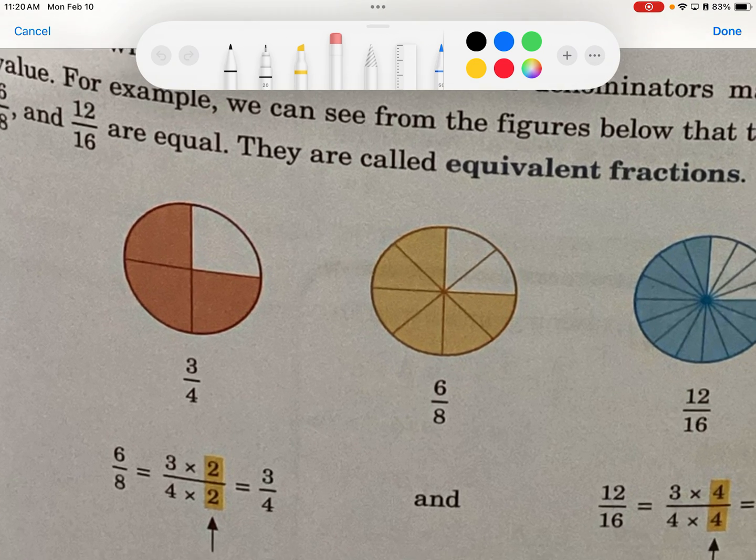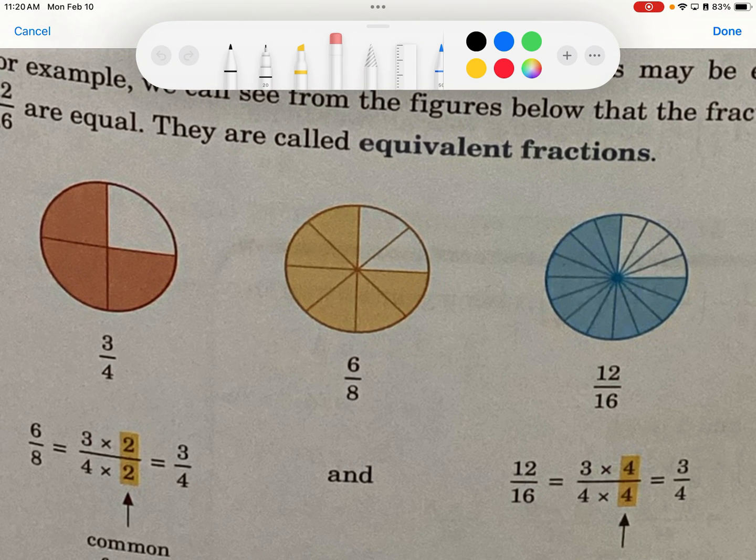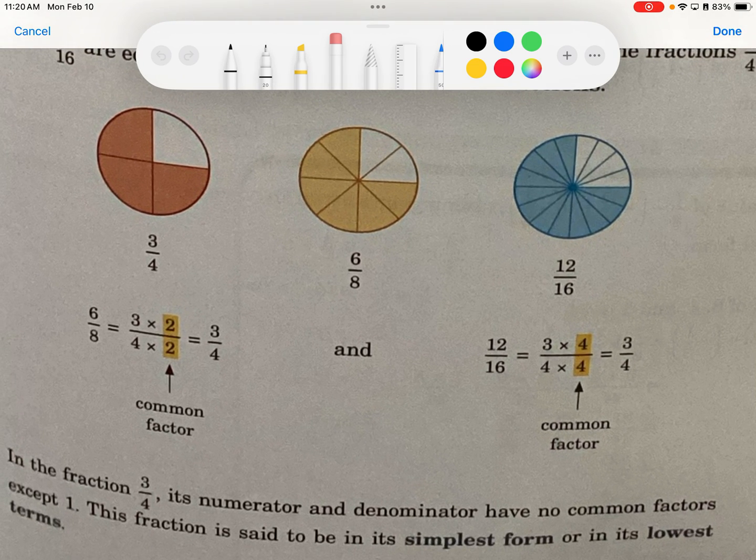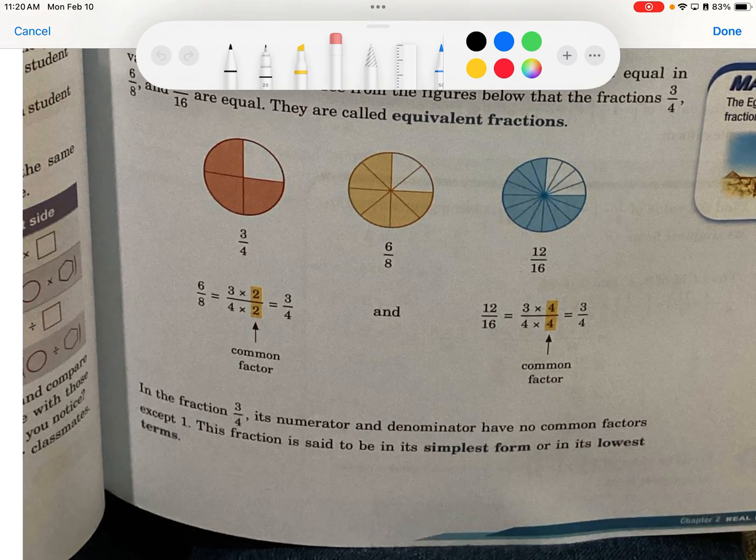All right, so we see on the board how those are equal. So all of these are equal, okay?